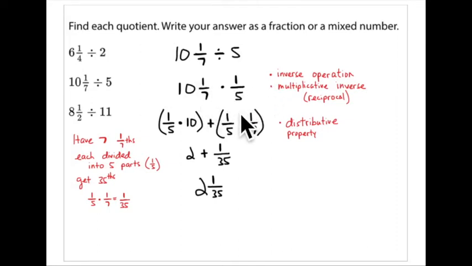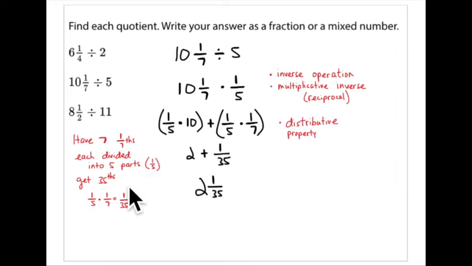Okay, so let's use the distributive property. Let's split this up, 10 plus 1/7. So what's 1/5 of 10? Well, that's pretty easy. It's 10 divided by 5, same thing, which equals 2. Now, if I have sevens, and if I have 7 things, 7 sevenths, and I divide each of those into 5 equal parts, so 1/5, I'm going to get 35ths.